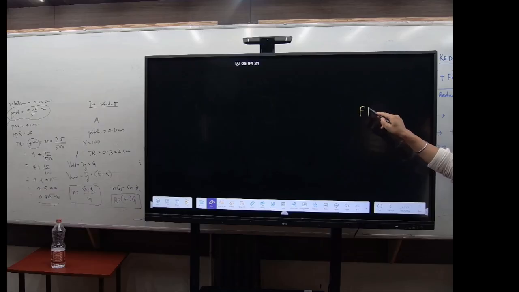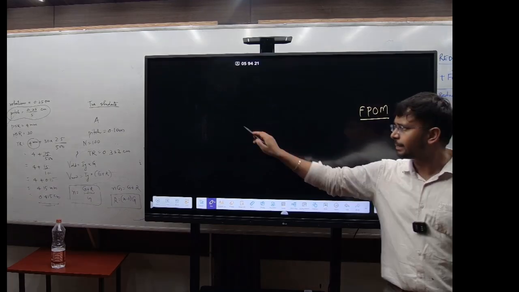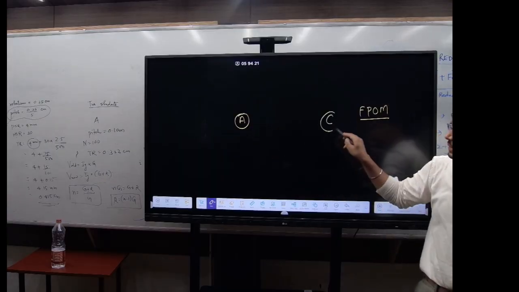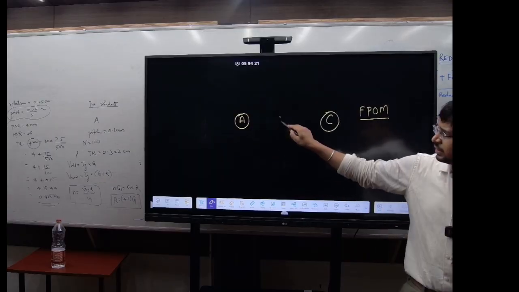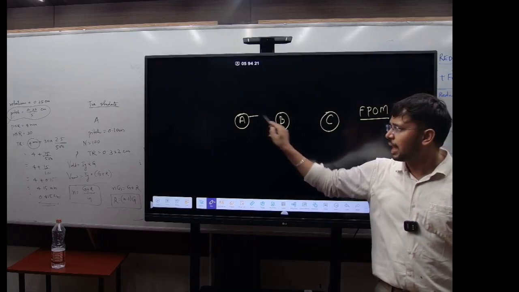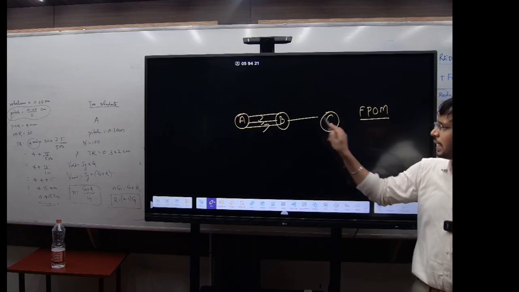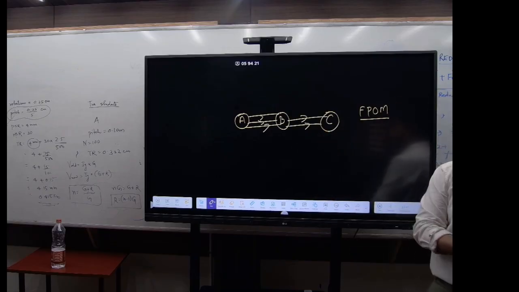Fundamental principle of multiplication. Let's say I'll tell you one thing. Let's say you are at place A and you have to go to place C. In between, you have to go through B. I can go 3 ways from A to B, and I can go 2 ways from B to C.